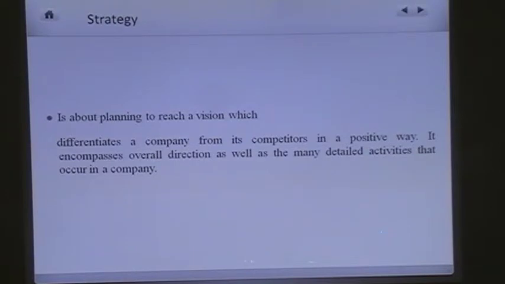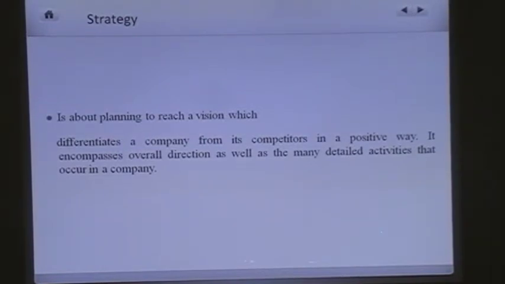When you look at it, it's all about planning to reach a vision which differentiates a company from its competitors in a positive way. So let's look at an example wherein Nokia is trying to define a particular vision for itself in the smartphone market today. It is looking at solving a particular problem wherein it has become a laggard. It is lagging behind as compared to competition with respect to Samsung and Apple, and it is looking at creating a differentiation which helps it identify its weaknesses and then create something which will help it define its vision in a positive way.